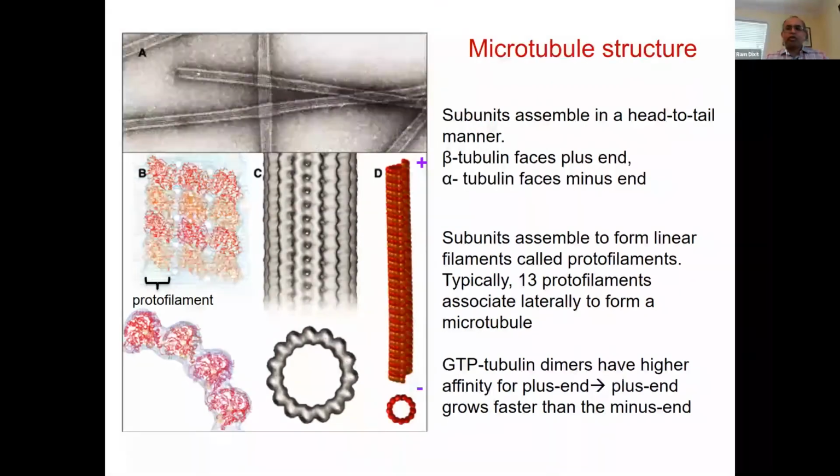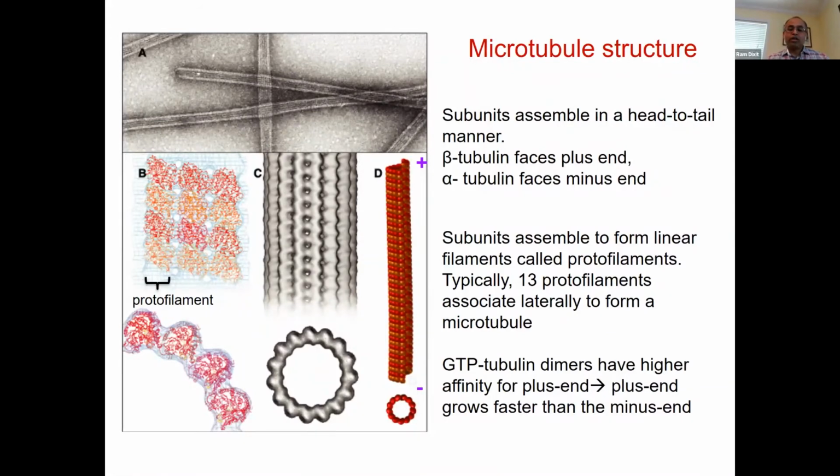So here's again just a very brief view of microtubule structure. The subunits, the tubulin heterodimer subunits, just like we saw for the actin filament, assemble in an oriented, head to tail manner. So again, giving rise to a polarity. So here it turns out that the beta tubulin end is what's called the plus end, the more dynamic end, and the alpha tubulin end is referred to as the minus end.